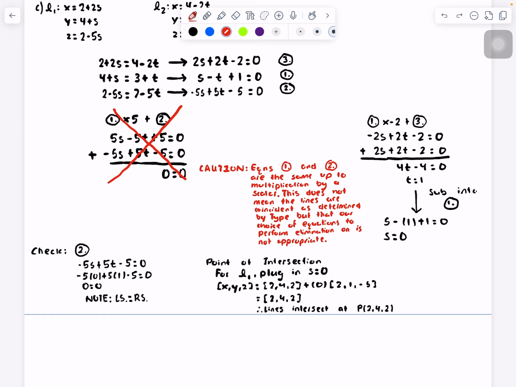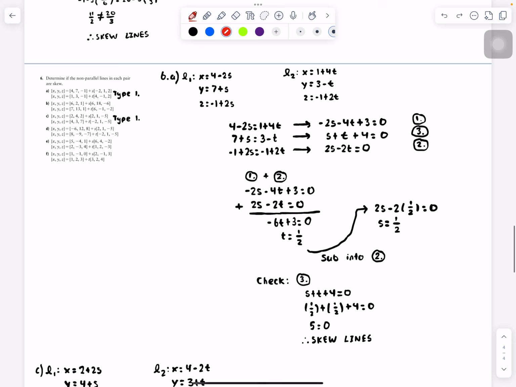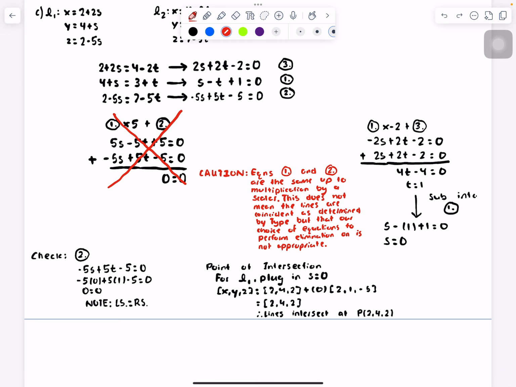So now we bear the fruits of our labor. You can either take T or the S value and then plug it into the respective equations. I chose S because I like the value 0 is always easy to plug in. So if I chose S, I have to plug it in to line 1 right here because that's the line that has the parameter S. Okay? So I chose S equals 0. I could have chosen T equals 1, but then I had to plug it into the other line. Doesn't really matter. For line 1, plug in S equals 0.